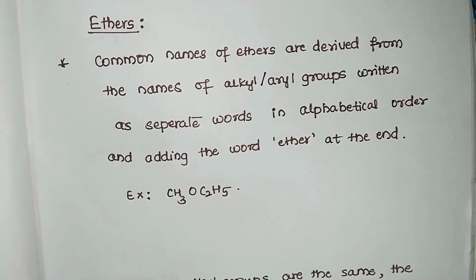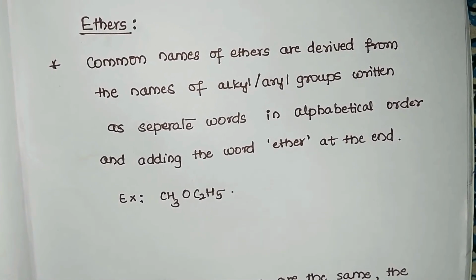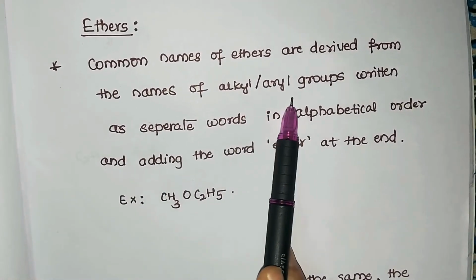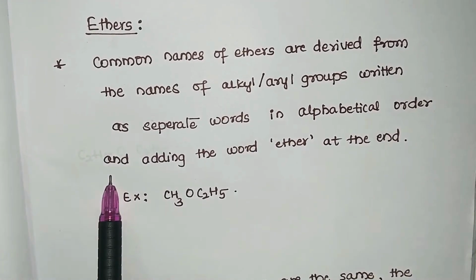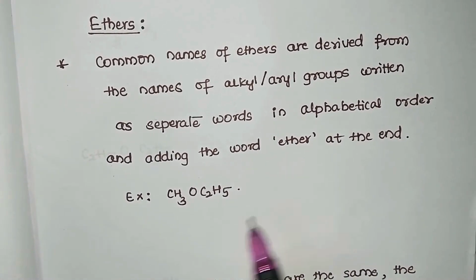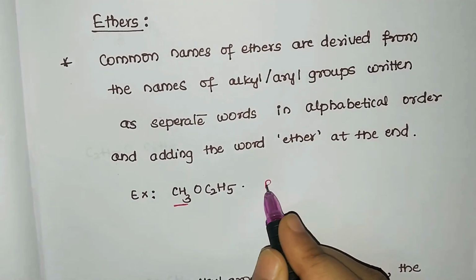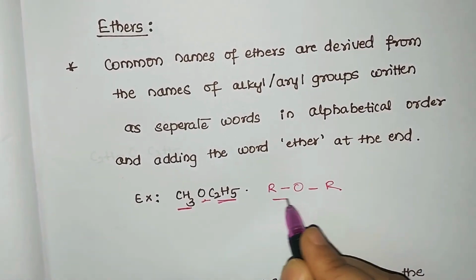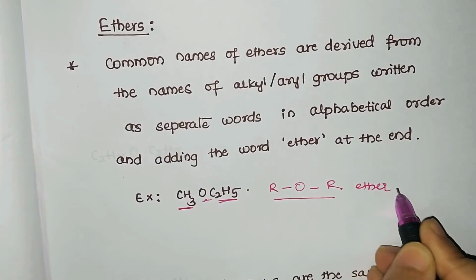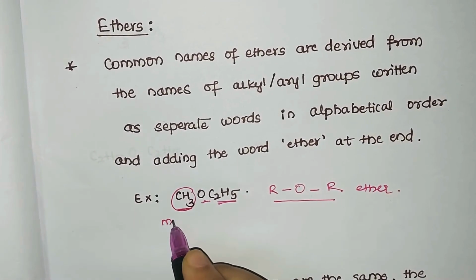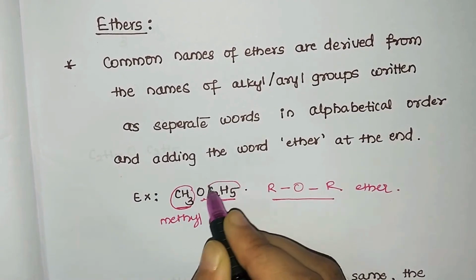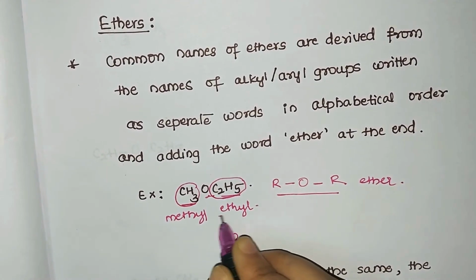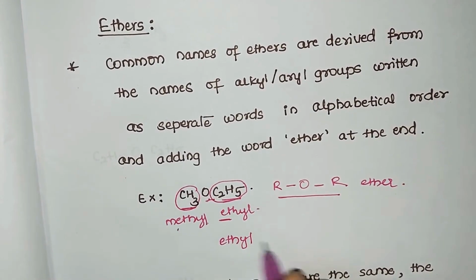Next is ethers. So the ethers have the general formula ROR. Then the common names of ethers are derived from the names of alkyl or aryl groups written as separate words in alphabetical order and adding the word ether at the end. Let us consider an example here. CH3 is RO, then R. So this is the general formula for an ether. So which is the R group? One of the R groups is a methyl group. Another R group is an ethyl group. Alphabetically E comes first, hence the common name of it is ethyl methyl ether.